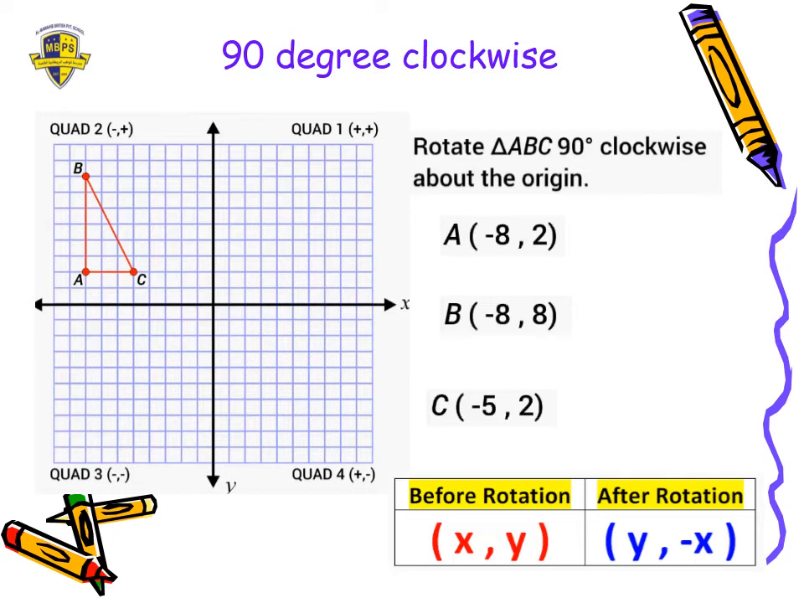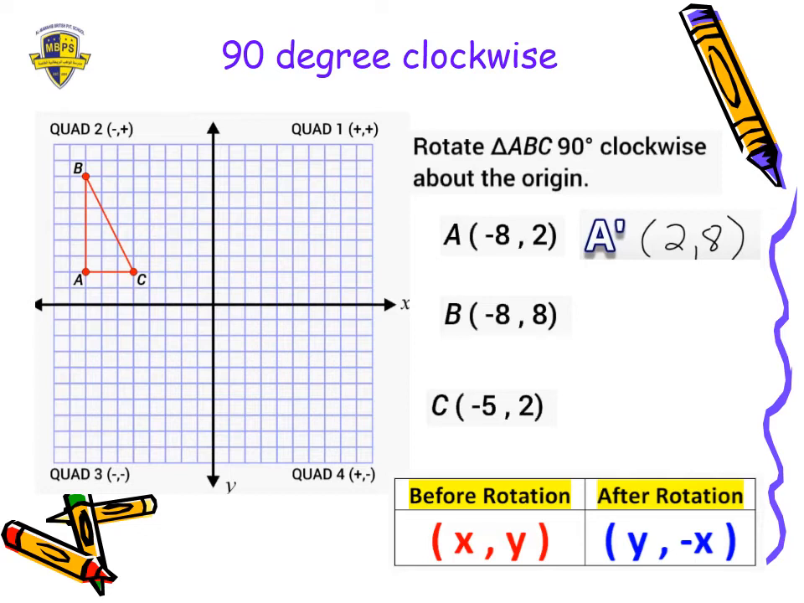Let's work on A first. A is minus 8 and 2. To rotate it, we first have to change the places of x and y, so it will be 2 and minus 8. After that, change the sign of x. So 2 and minus 8, change the sign of it, it will be 8. So the new point is 2 and 8.